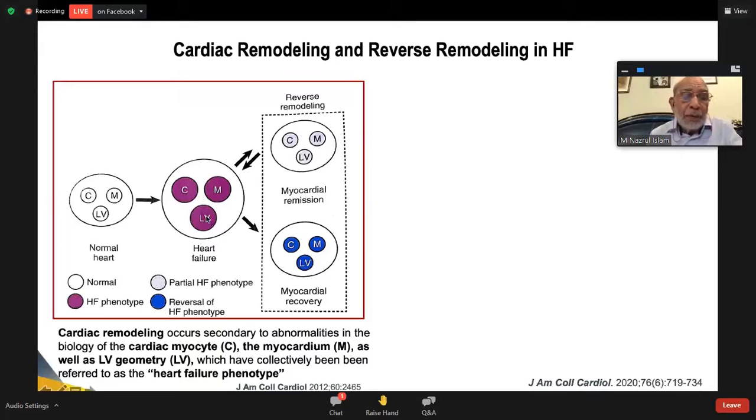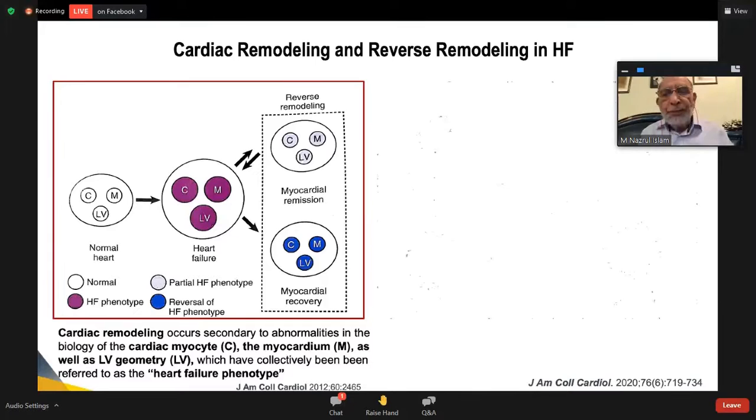And what happens, either with medication or in natural situations, is that some patients have cardiac reverse remodeling. This reverse remodeling has two types. One is myocardial remission, meaning they remit sometimes but can go back to heart failure. And there may be some cases with myocardial recovery, and once myocardial recovery is there, most patients possibly remain in the recovery phase.